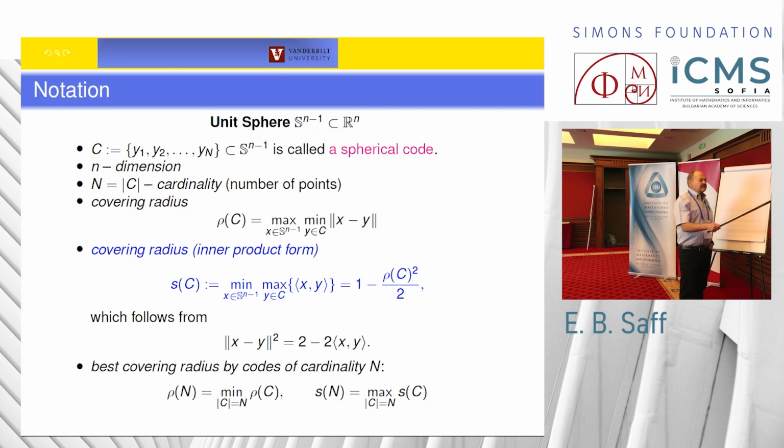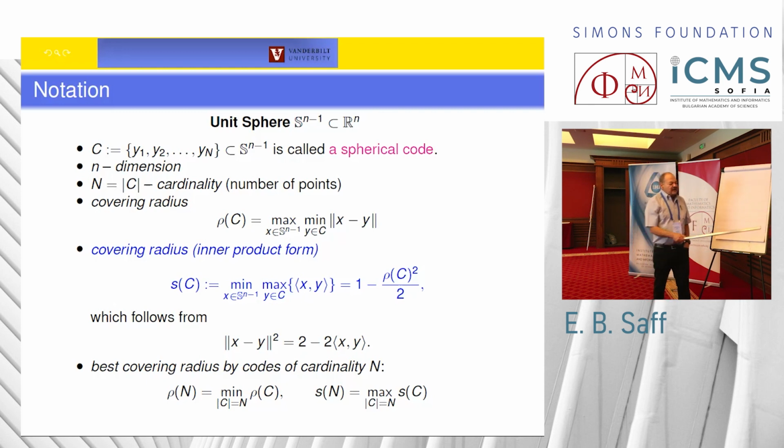But you can also express it, and it's convenient for us since we'll be working with inner products, in what is called the inner product form for this covering radius. It's a min-max problem described here, and that's related to the Euclidean covering radius by 1 minus the Euclidean covering radius squared over 2, which you get from this simple relationship about the modulus of the difference of 2 points on the unit sphere, squared. Okay, so that's how those are related.